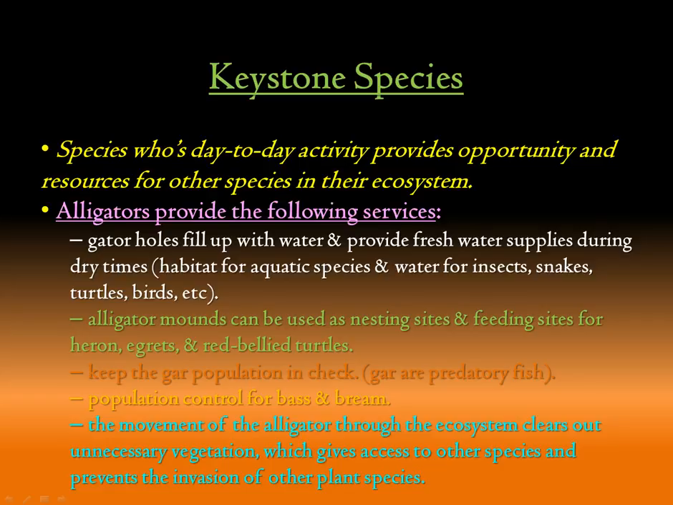And alligators moving through the swamp and through aquatic ecosystems help clear out vegetation that would otherwise take over, and that wouldn't allow other species to find their way to the river, stream, creek, or whatever the water source is there. This also helps clear out any chance of invader species coming in.